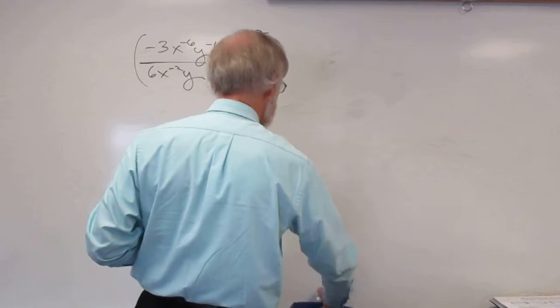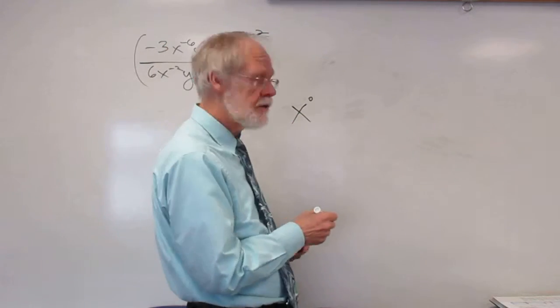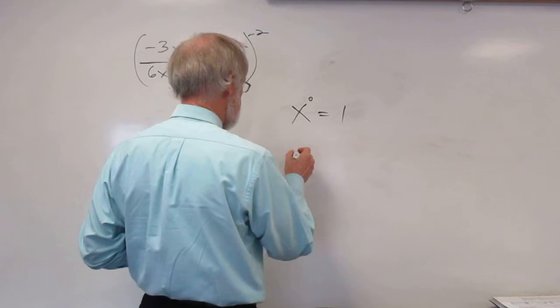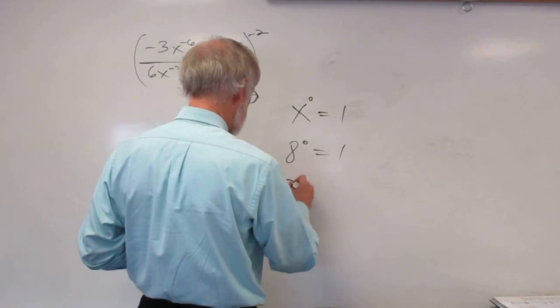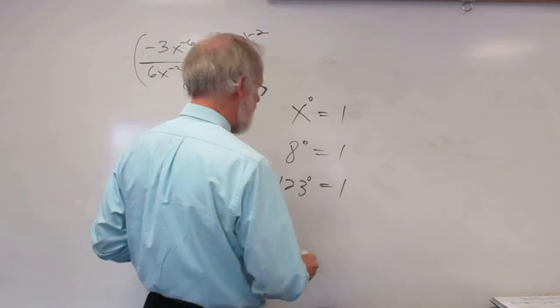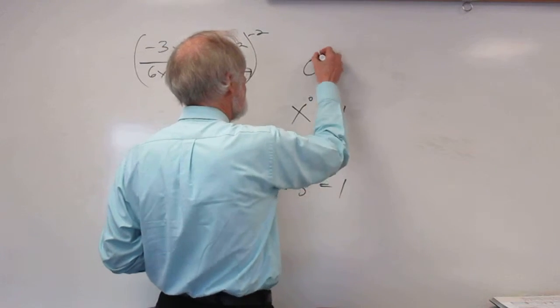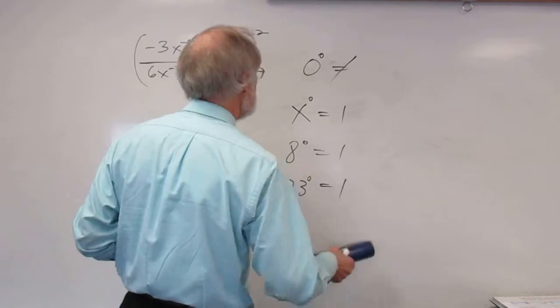The next rule you need to know is that a number x, except 0, to the 0 power is equal to 1. So therefore, 8 to the 0 power is 1, and 123 to the 0 power is 1. The only number you can't do that with is 0. 0 to the 0 power is undefined. Okay.